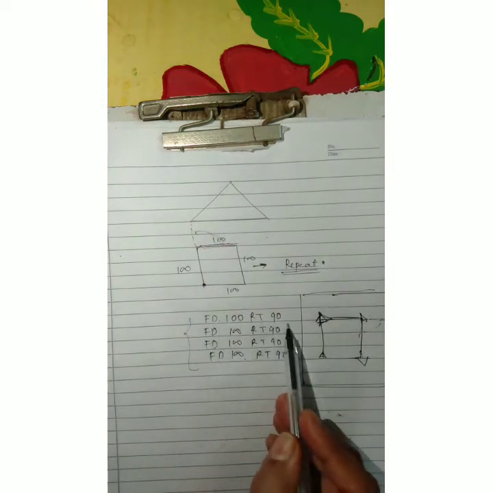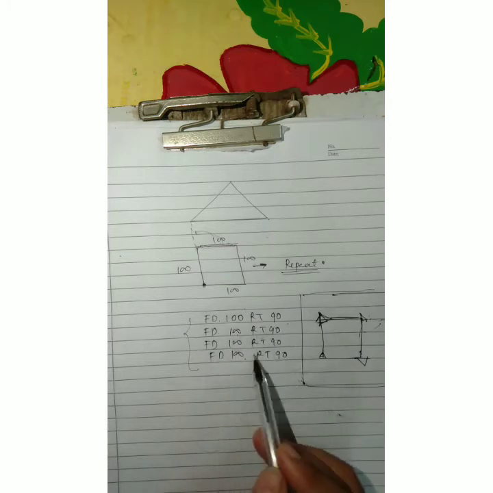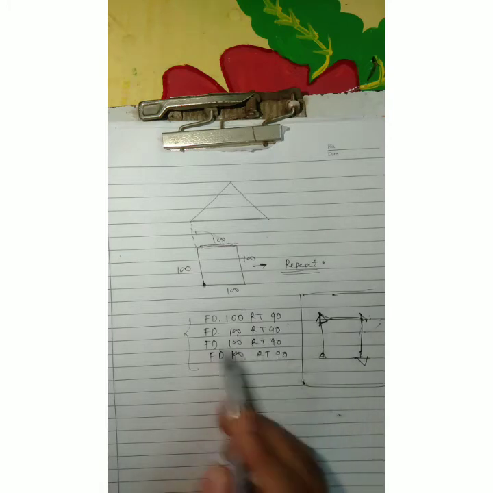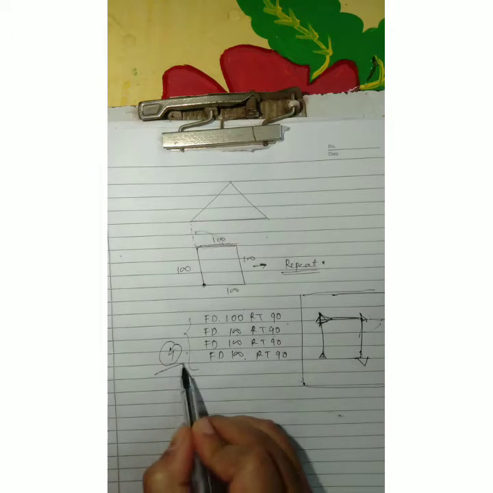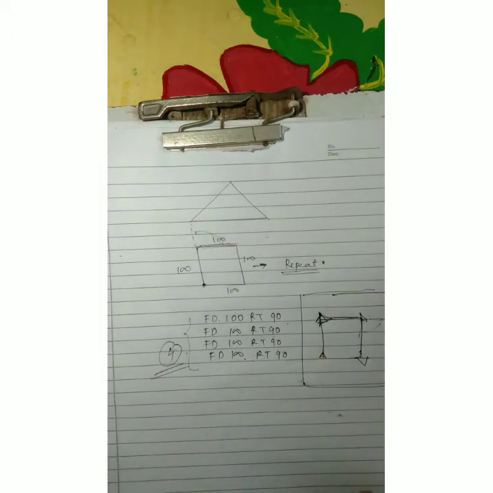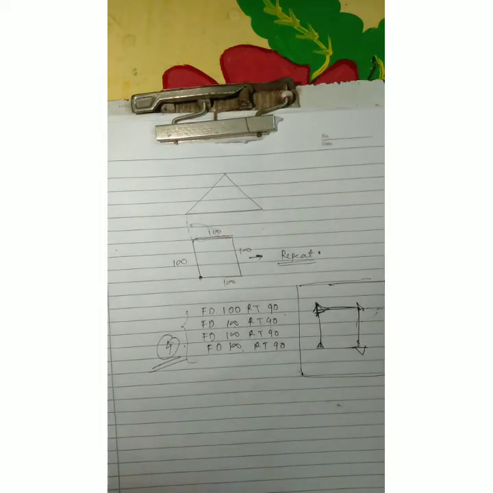Now for square, I have written the same command 4 times. FD 100, RT 90, FD 100, RT 90, FD 100, RT 90, FD 100, RT 90. I have written 4 times. You can write 4 times, but why should we write 4 times? We can give command to the turtle like this.